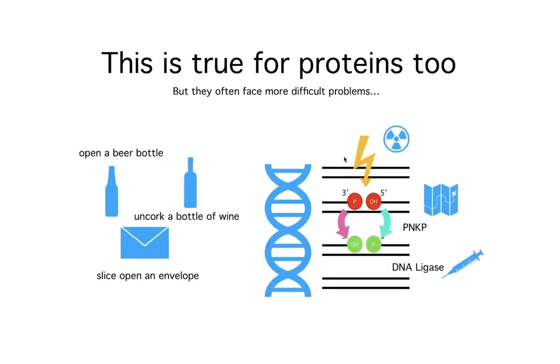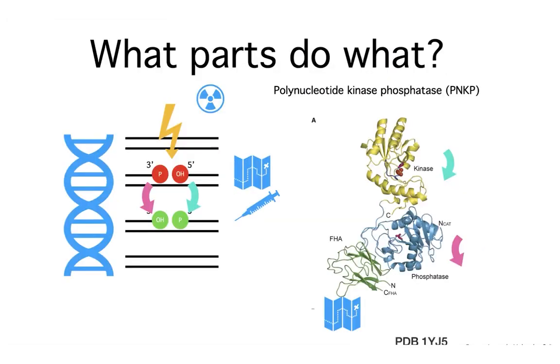This is true for proteins too. They often have domains that are dedicated to certain tasks, but these tasks are often more difficult problems. In class, we're going to look at an example of domains in action. The protein we're going to look at is called polynucleotide kinase phosphatase, or PNKP. It is the helper to your DNA stitcher.